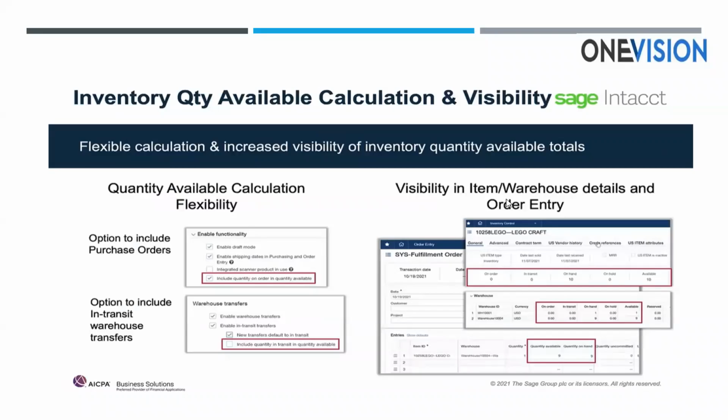Enhancements for inventory quantity available calculations and visibility have been added in Release 4. The quantity available calculation now includes options to include quantities on purchase orders, as well as to include quantities in transit on warehouse transfers. Increased visibility into available quantities has been added to order entry, where available quantities can be reviewed at the item or item warehouse levels.